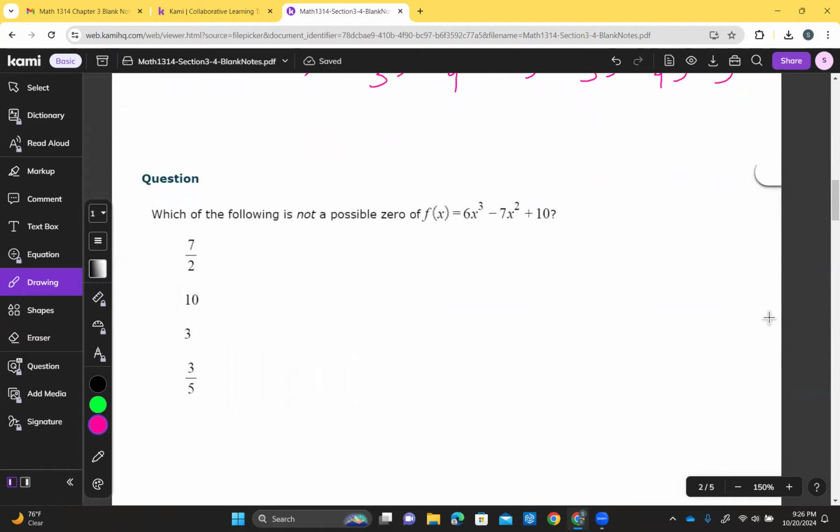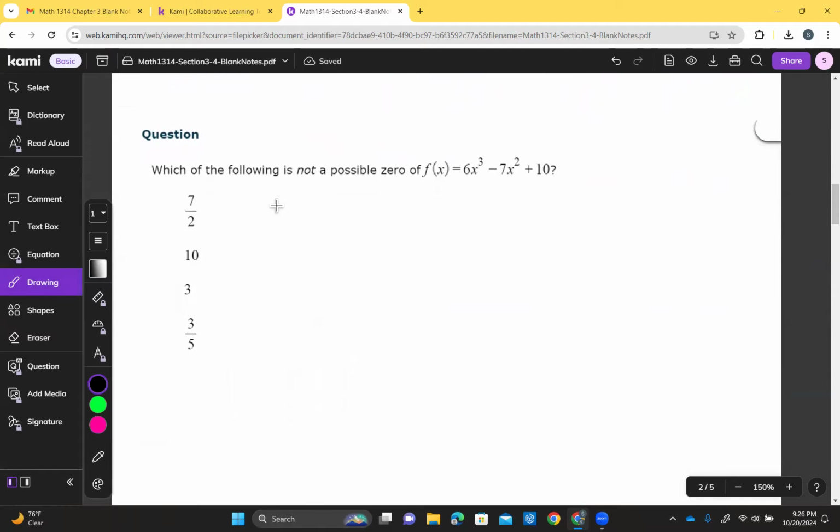And now we have this question related to the same objective. Which of the following is not a possible zero for f of x is equal to 6x cubed minus 7x squared plus 10? So I have this polynomial function given, so I need to decide which one is not going to be a possible zero for this question. Just like the other problems, the last number is 10. So we're going to write the factors of 10. We can divide it by 1, by 2, by 5, and by 10.